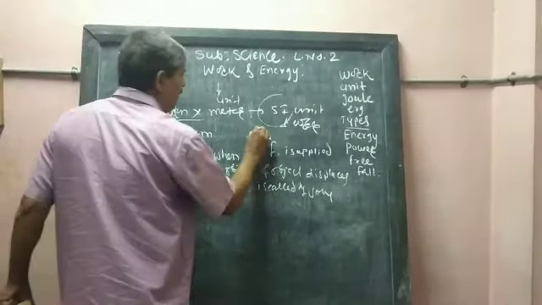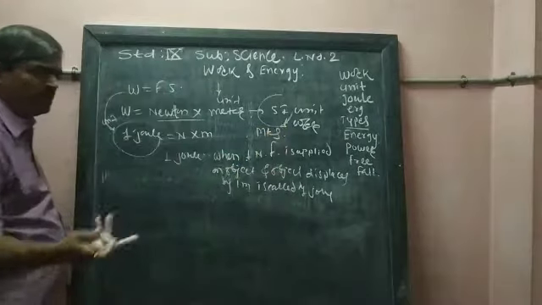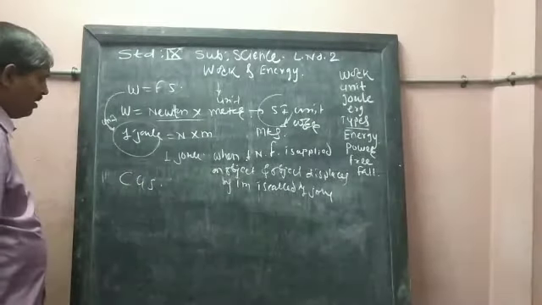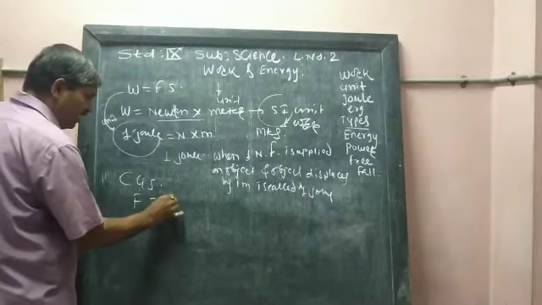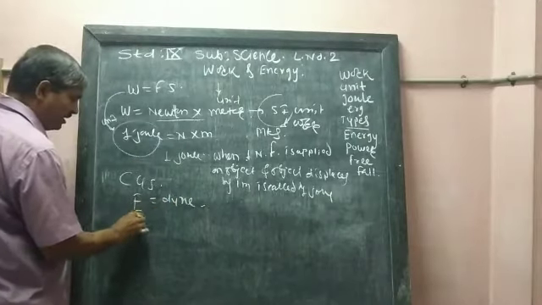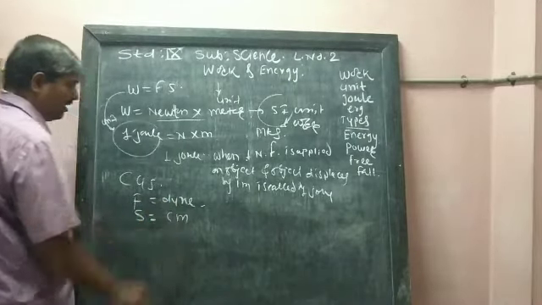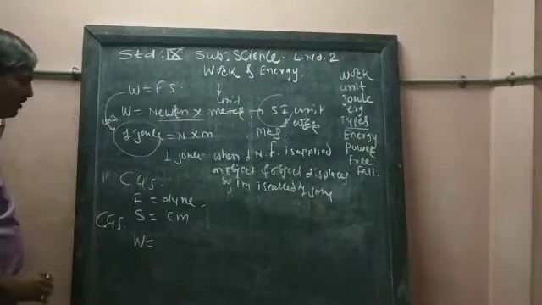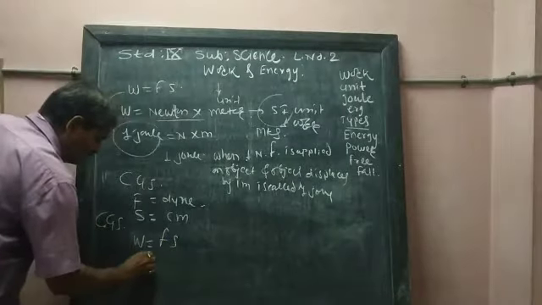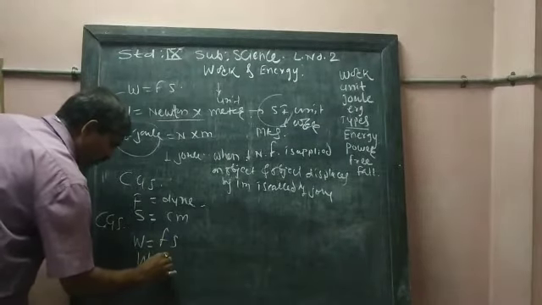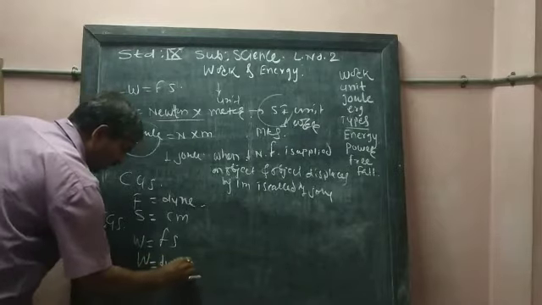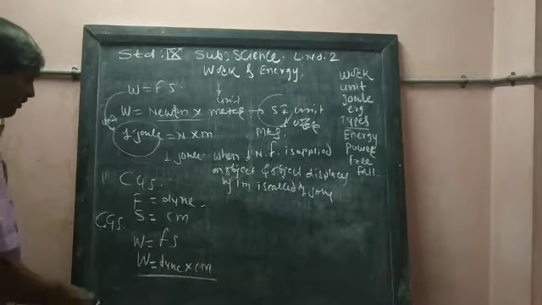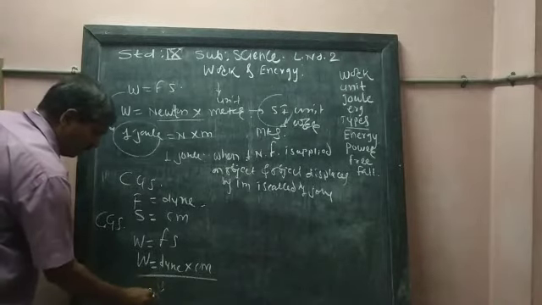Or it is in the MKS system. Then what is the unit of work done in the CGS system? We will check it. Force is measured in dyne and displacement is measured in centimeter in CGS. Therefore, for the CGS system, work done is equal to Fs, means work done is equal to 1 dyne into centimeter. This is called an erg. This is called 1 erg.